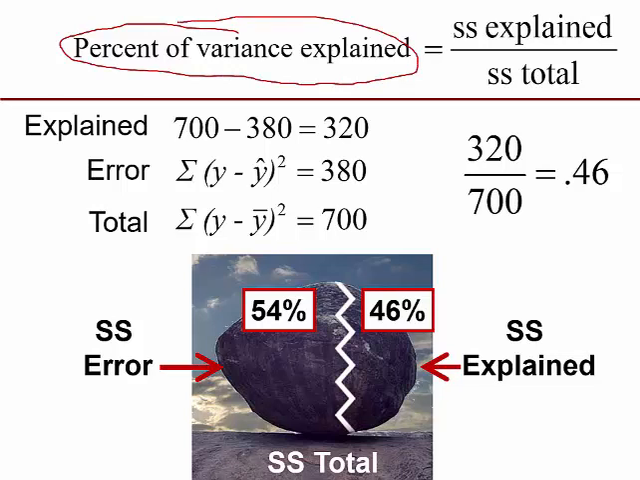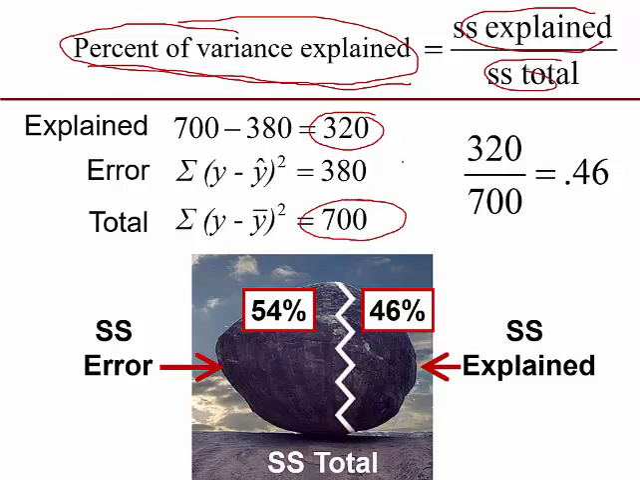It's just the flip side. But we'll be positive, say what percent is explained. And we'll take explained variance divided by total. So in this case, we had 320. It was explained variance sums of squares. Our total variance sums of squares was 700. 320 divided by 700 gives us 0.46. Now, that means we've explained 46% of the variance.